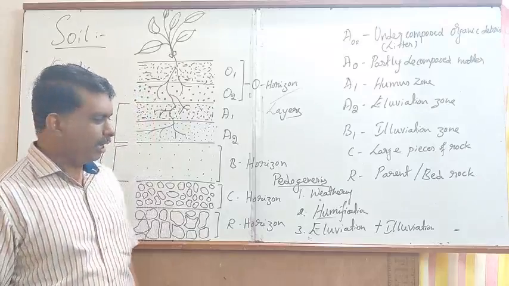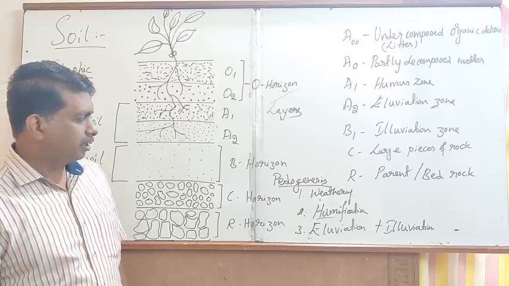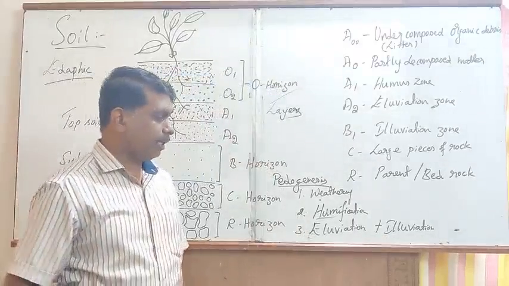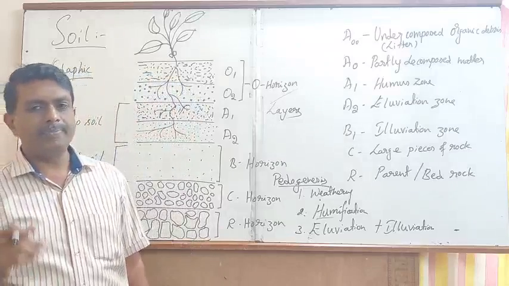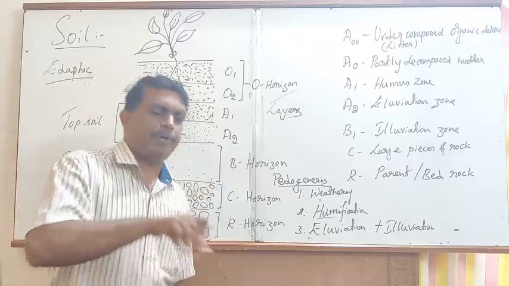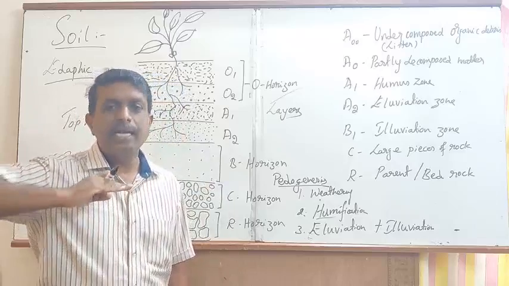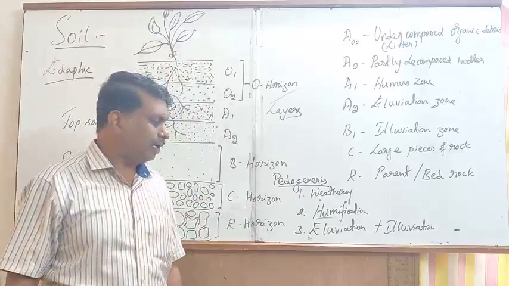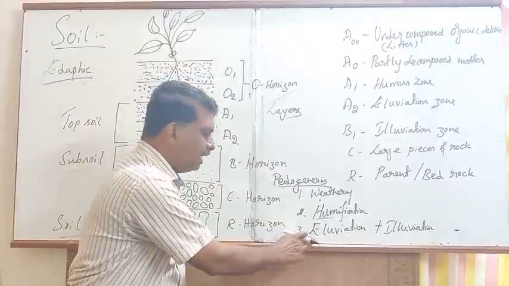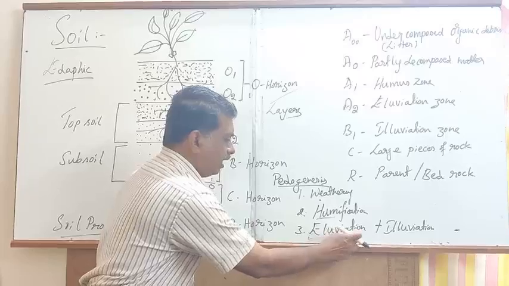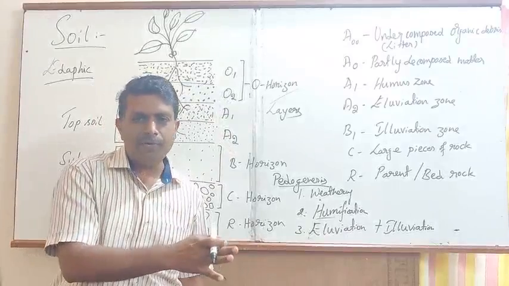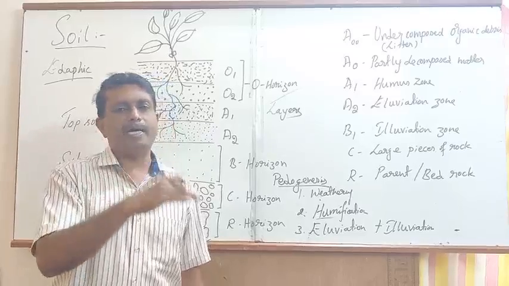The last important step involved in pedogenesis is called eluviation and illuviation. Eluviation and illuviation are the two important processes that will play a very important role in the transport and deposition of the soil. These two processes will play a very important role. The first important process is called eluviation. Eluviation is the washing down of materials from the upper strata.